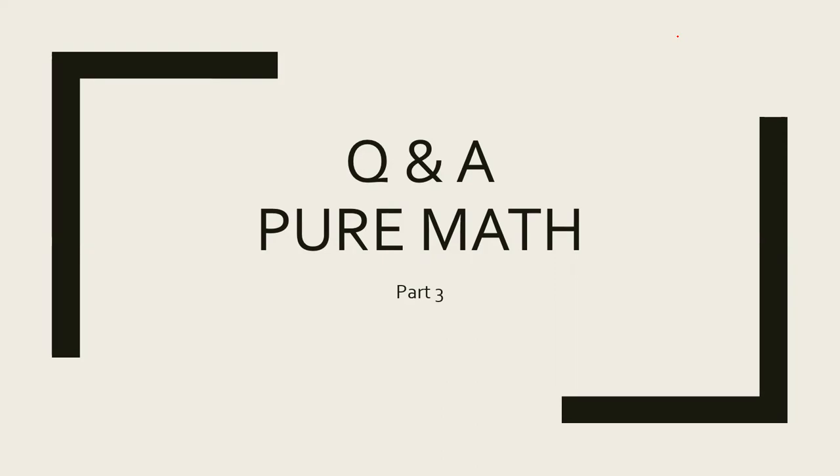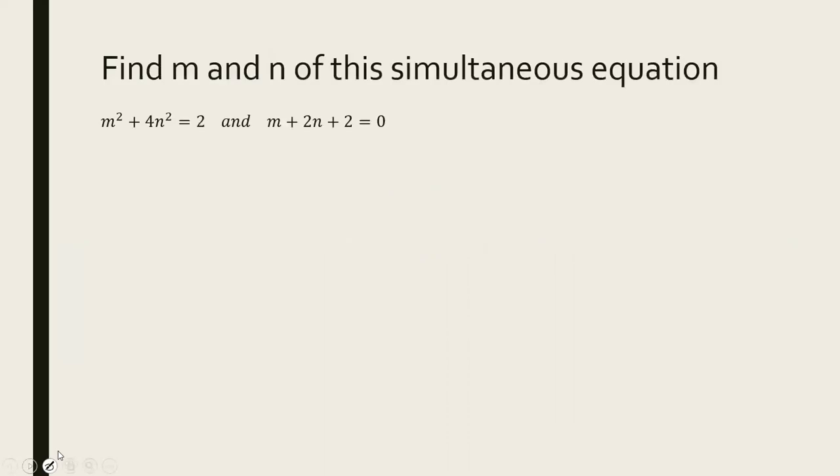Okay, I will begin with number 1. The first slide. Find m and n of this simultaneous equation: m squared plus 4n squared equals 2, and m plus 2n plus 2 equals 0. Firstly, I will simplify this linear equation.